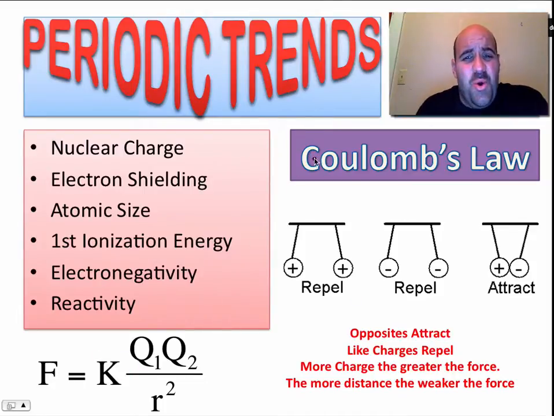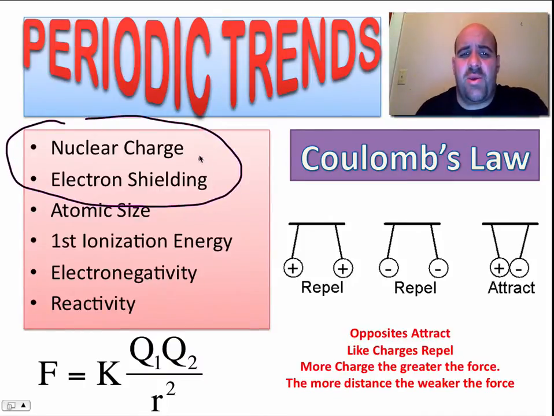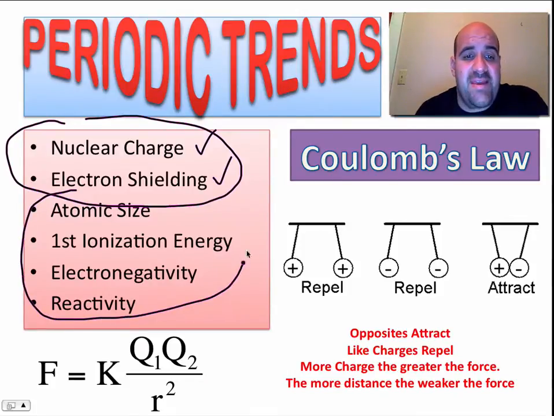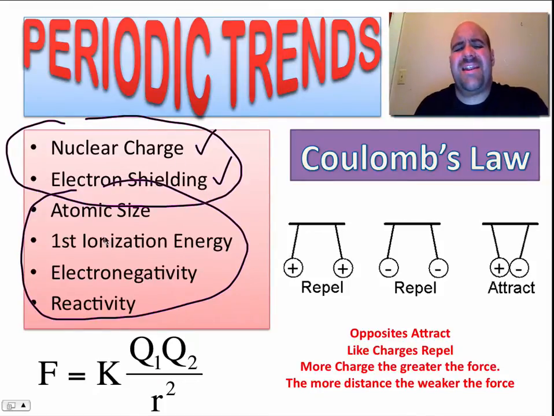Coulomb's law is the underpinning for our understanding of nuclear charge and electron shielding. In this video, we're going to talk about these two things. Then in the next slideshow, we're going to explain trends in all four of these things in terms of these two things. So there won't really be any need to memorize these things, but you're going to have to understand nuclear charge and electron shielding and know what these things generally mean.